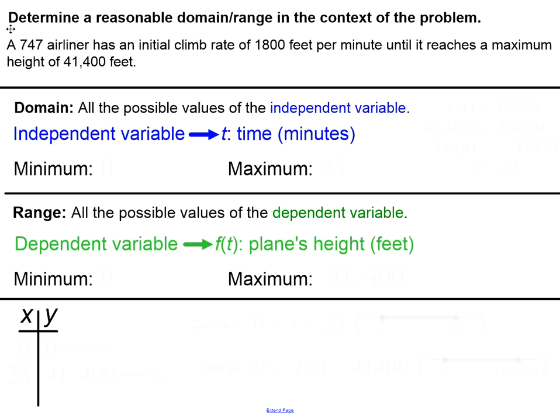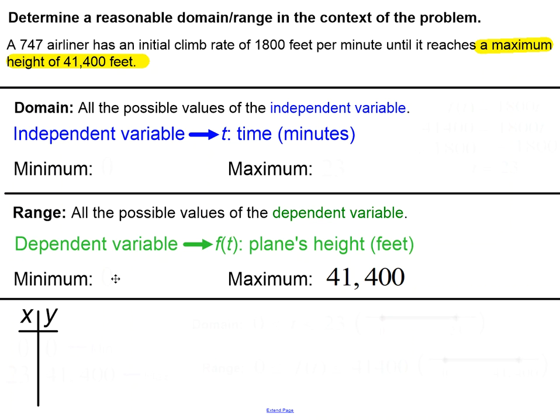It says in the context here, a height of 41,400 feet, a maximum. Well, this in here, that's my maximum. Right? 41,400 feet. So is that the plane's height or the time? It's the plane's height. So I know my maximum of the range is 41,400. Okay, what else can we deduce?